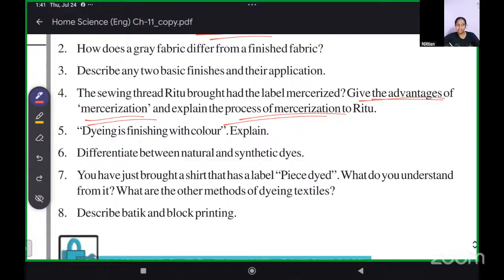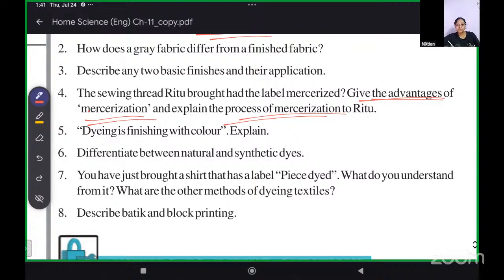What are the advantages of mercerization? It makes the fabric more lustrous, appealing, and absorbent. Okay, it gives shine to it, makes it more appealing and makes it absorbent, like absorbing the dye. If they're dyed after mercerization, the dye is absorbed well, evenly in the fabric. So those are the advantages. What is the process of mercerization? Go through it today. Okay, the process of mercerization, and check it out. Now, dyeing is finishing with color. Explain.